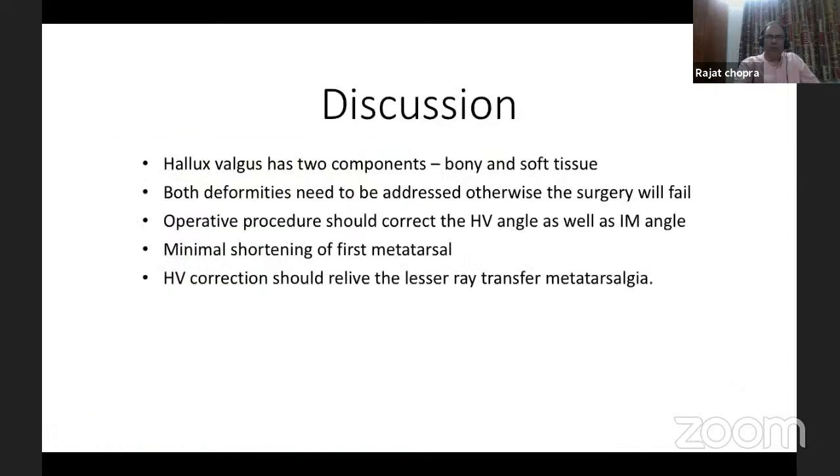I would not like to go into the details of the surgery as we are getting late. So that's it, Dr. Manish. I think I'll finish.